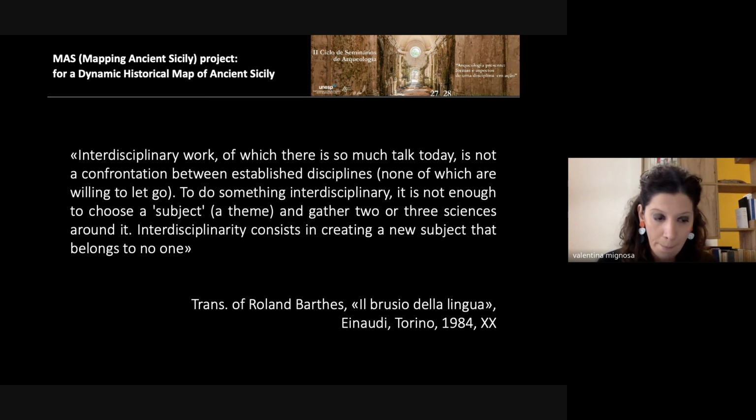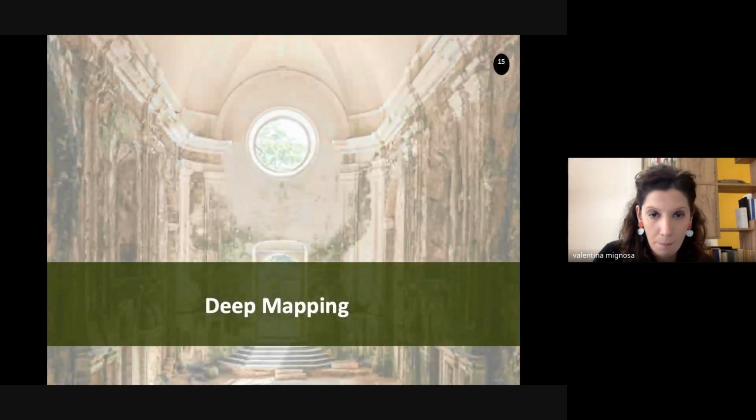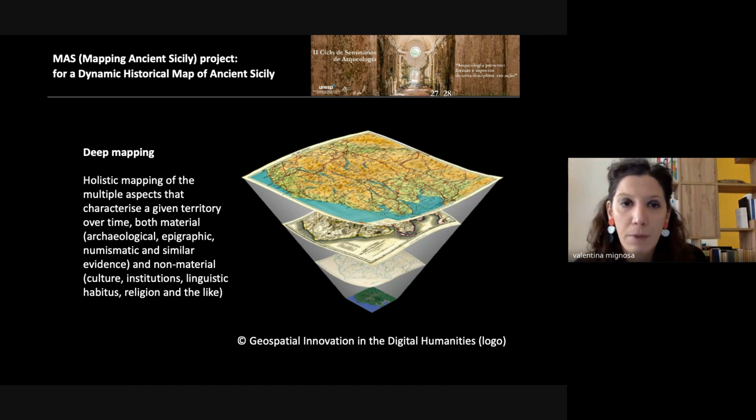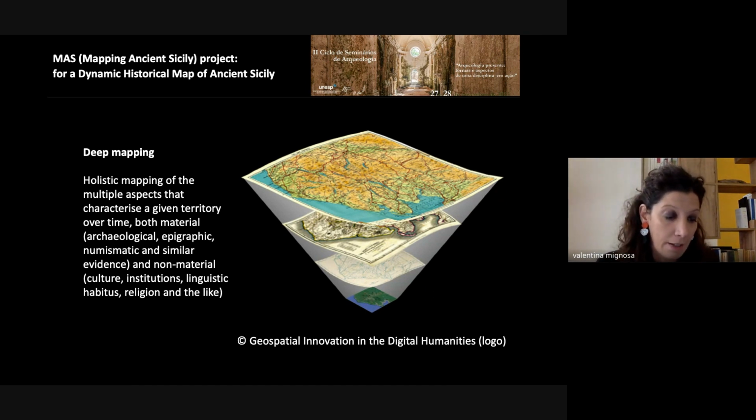So the methodology that describes the type of historical mapping our projects hope to achieve is called deep mapping. It consists of a holistic mapping of a territory or a city, capable of displaying on the digital cartographic medium all the elements that characterize a territory in a given period, whether material, so archaeological, ethnographic, numismatic, and so on, or non-material, like culture, institutions, linguistic habits, religion, and the like. So the tool we are developing is a map that can be used both as a research result, to display the data, and as a research tool.